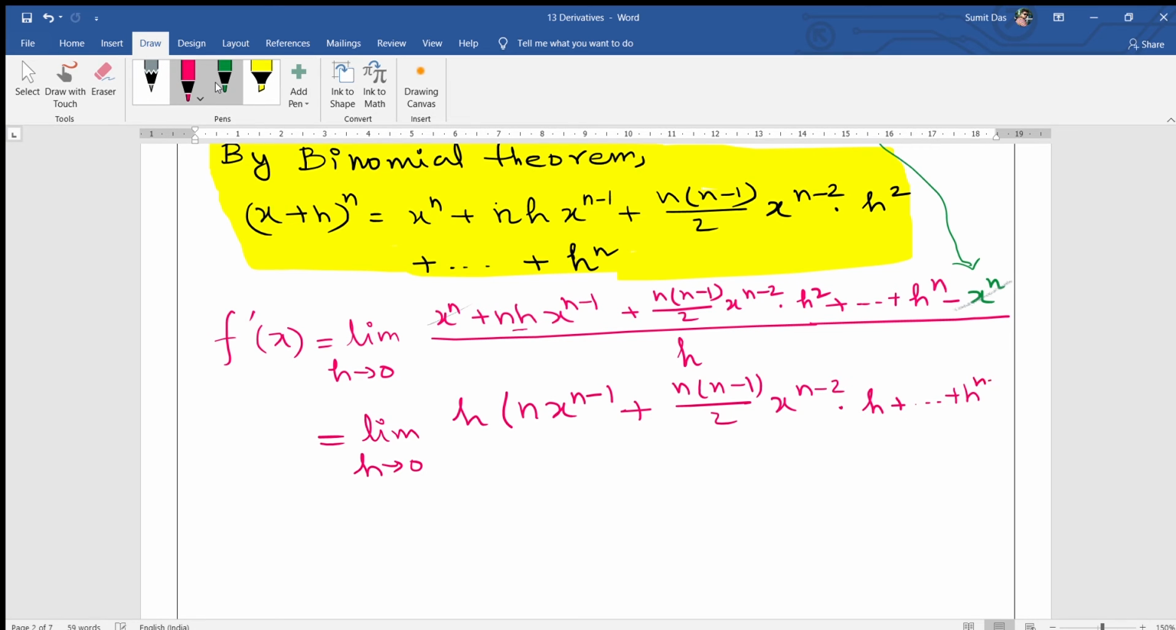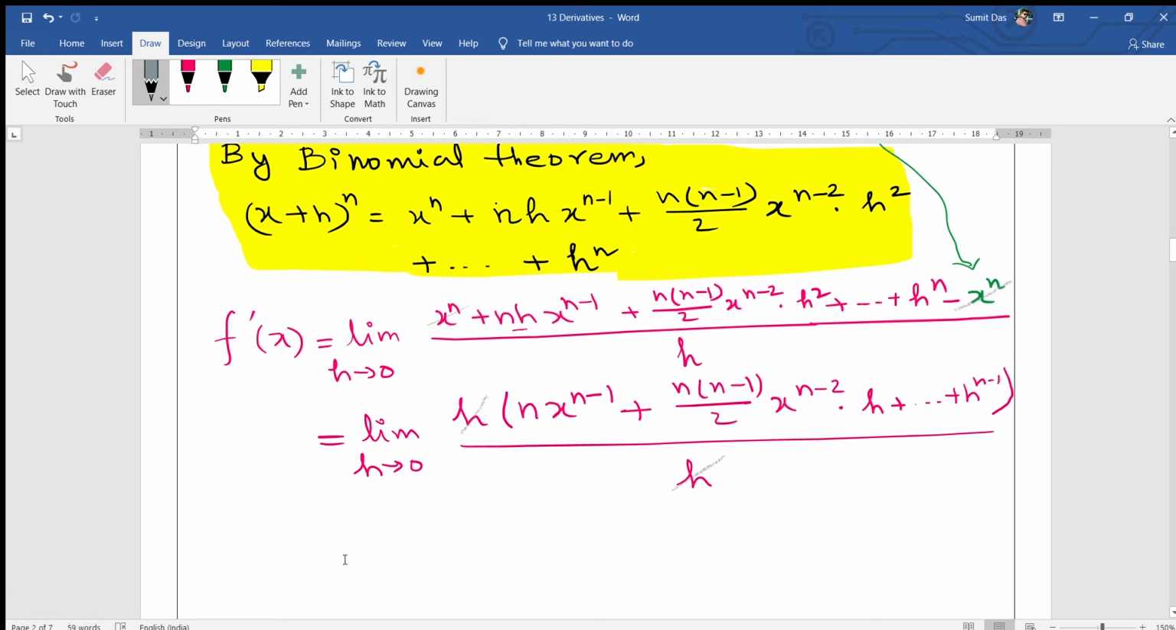H to the power n minus 1. Why n minus 1? Because h to the power n was there. So if I take h common, 1 will reduce, divided by h. Why am I taking h common? So that I can cancel h and h.